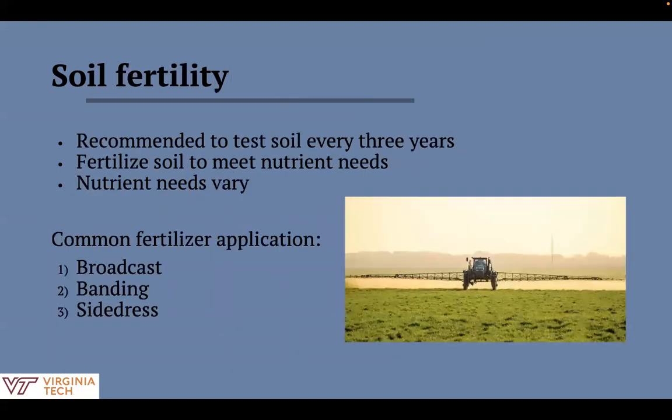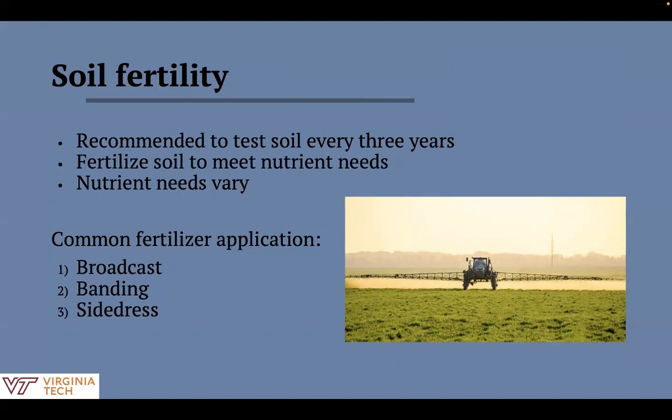The second component that we're going to discuss is soil fertility. The nutrient level of the soil is determined by testing the soil every 3 years. This will analyze the soil for phosphorus and potassium to determine the soil fertility. To meet the nutrient needs of your crops, the soil will need to be fertilized. The nutrient needs of the crops vary depending on the crop and the yield. The yield is estimated by soil productivity or farm records.